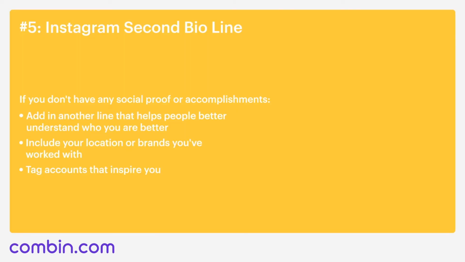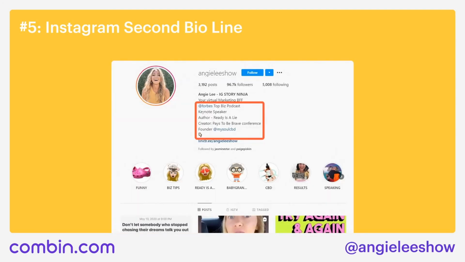Or, if you don't have any social proof or accomplishments, you can add in another line that helps people better understand who you are, or include your location or brands you worked with. At the end of the day, your social proof doesn't need to be anything crazy. Just think about things you've done successfully, even if they're small. You can always get funny with it and say, our office dog thinks we're great. Something like that. You get the idea.